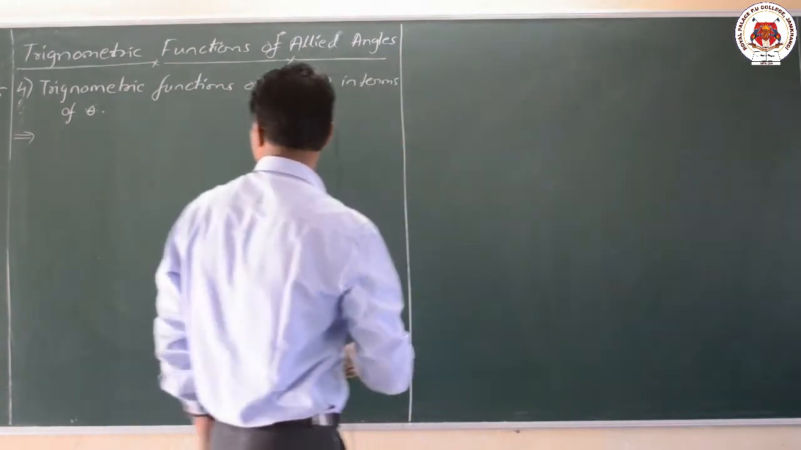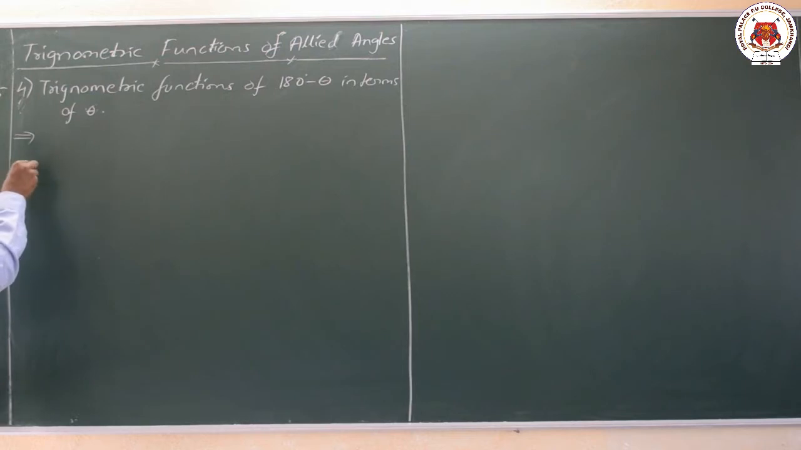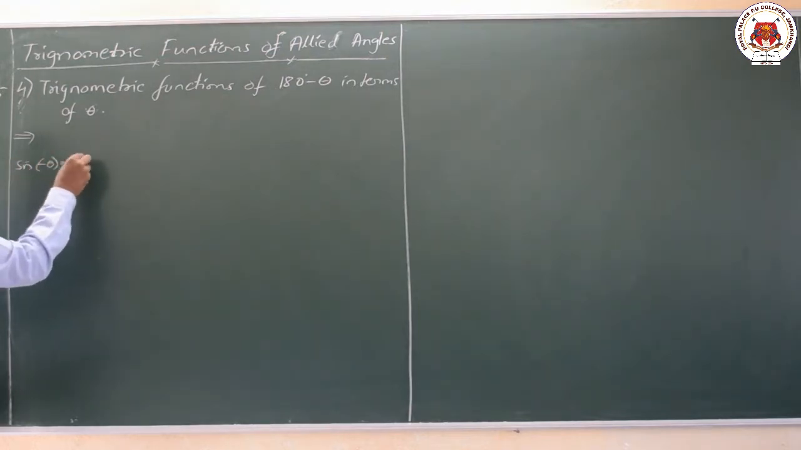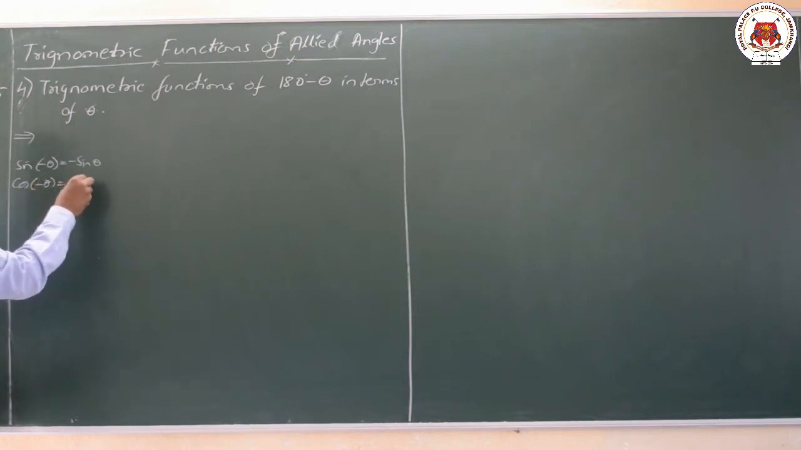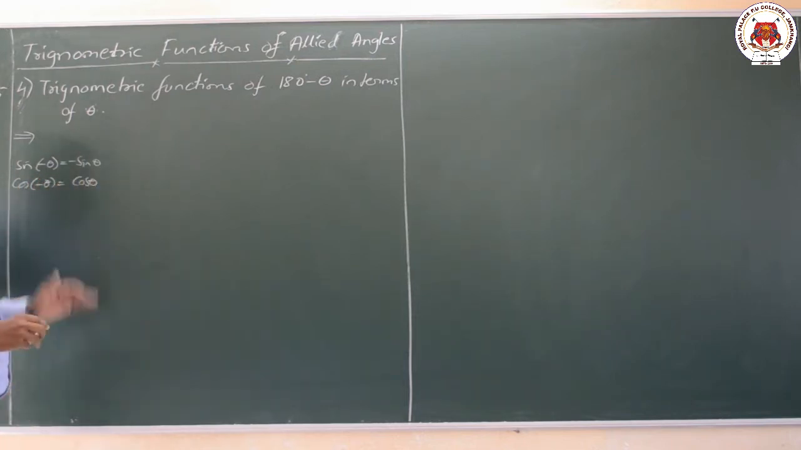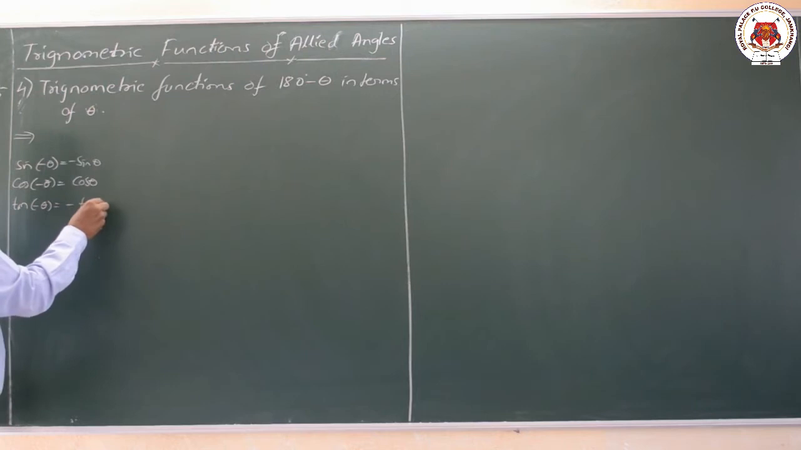We had seen the basic thing, that is sine of minus theta, which is nothing but minus sine theta. Then cos of minus theta is nothing but cos theta. Okay dear students, these two are enough, I think. Then similarly tan of minus theta is nothing but minus tan theta.